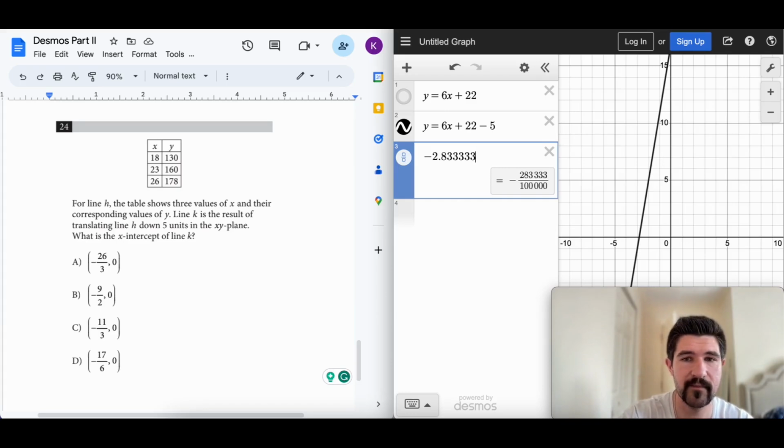So watch what I could do. Just hit a bunch of other 3s in there. And look what it says. Automatically, it's negative 17 over 6. Answer is D. See it down there in the answer.